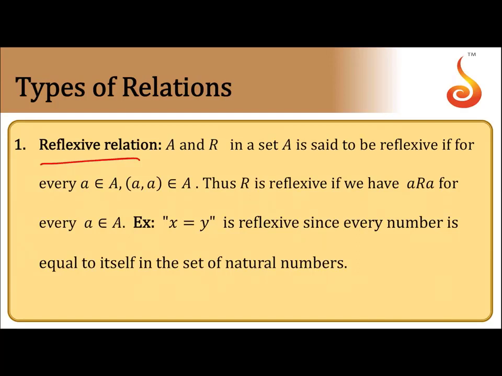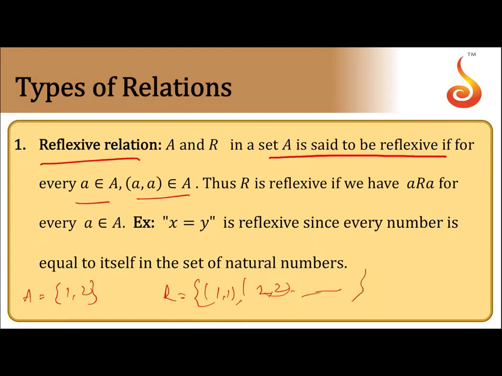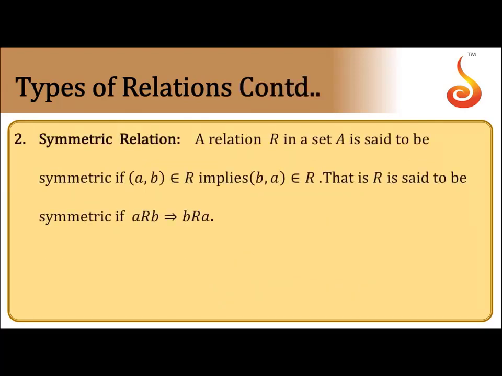One is called a reflexive relation. A relation on A is said to be reflexive if every element of A belongs to A, that is, for every a belonging to A, (a, a) belongs to R. So that is how we define it. Suppose you take the set A as {1, 2}, then the relation must contain (1, 1) and (2, 2). Other elements might exist. That's called a reflexive relation.